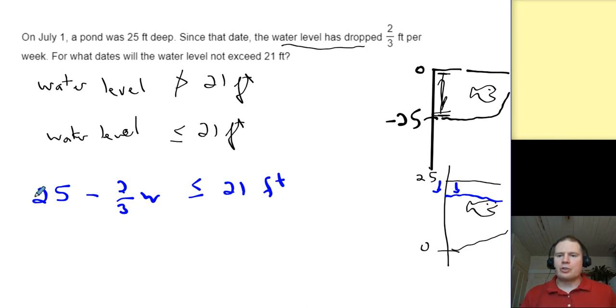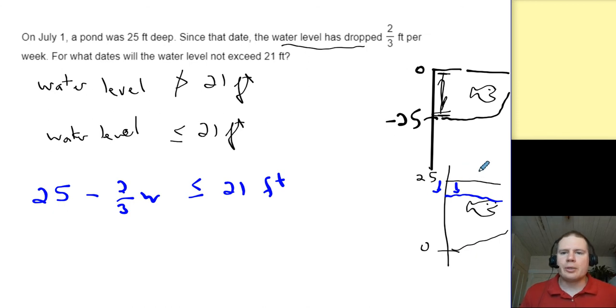Right. Is 25 less than 21? No, it's not. It's starting out where it does exceed. For what dates will the water level not exceed 21? Well, the first date is no good. Right? The first date the water depth exceeds 21. 25 is more than 21.